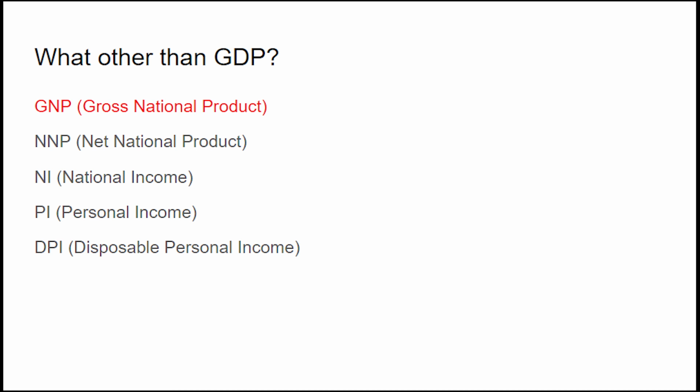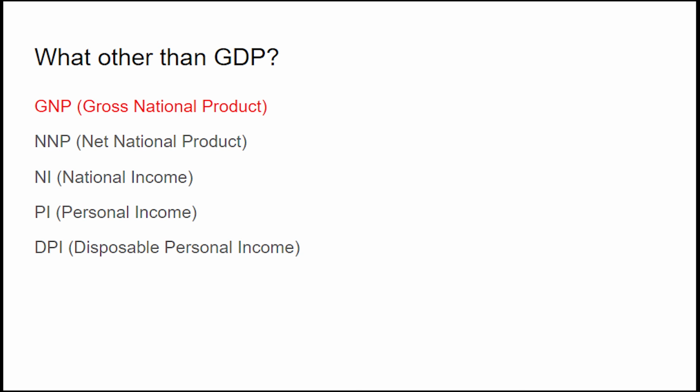Do you guys still remember I said geographically is such an important word to notice? That's because there are other ways to measure the overall wealth of a country, such as GNP, NNP, NI, PI, and DPI. NNP, NI, PI, and DPI are rare. You might see them, but you don't really need to know them in my opinion. But GNP is something you might need to know.